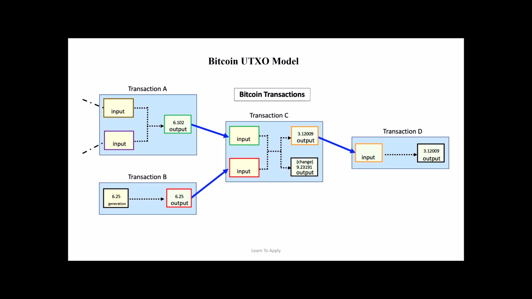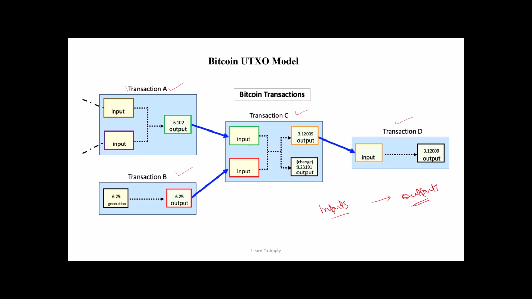If you look at the diagram here, say this is transaction A, this is transaction B, this is transaction C, and finally we have transaction D. So focus on transaction A now. What is inside a transaction? You will always find there are inputs and there are outputs. In every transaction you will find input and you will find output.